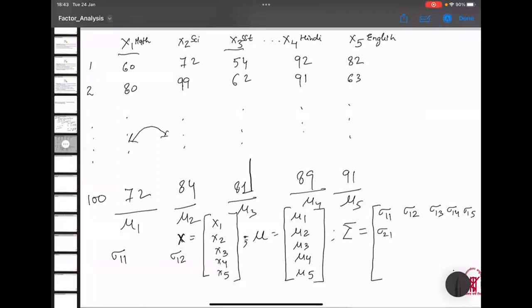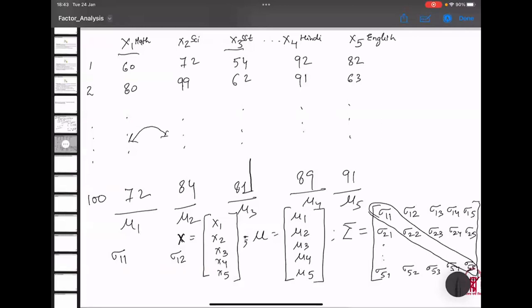Then sigma 21, sigma 22, sigma 23, sigma 24, sigma 25. And similarly, if you write on, sigma 51, sigma 52, sigma 53, sigma 54, and sigma 55. So you can see in the diagonal, we have got the variance component. And in the off diagonal, we have got the covariance component. So this is termed as the variance covariance matrix.